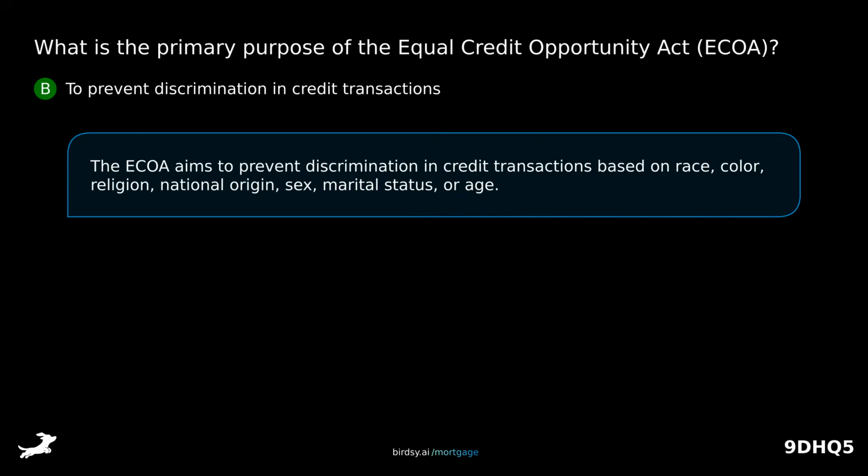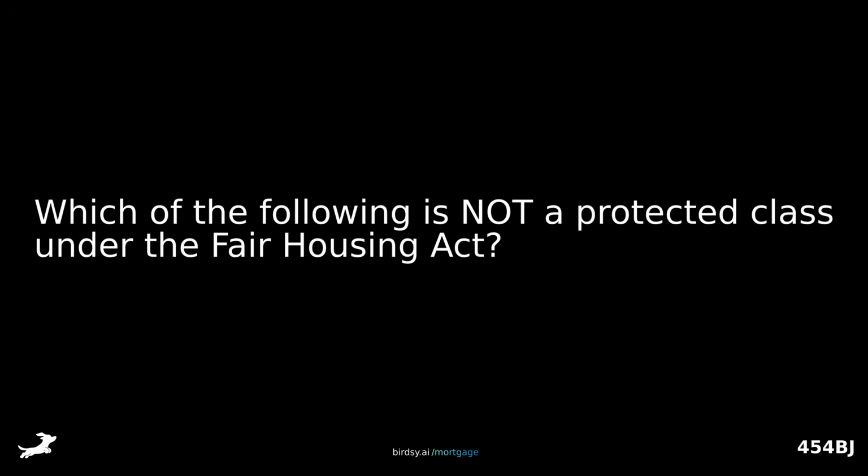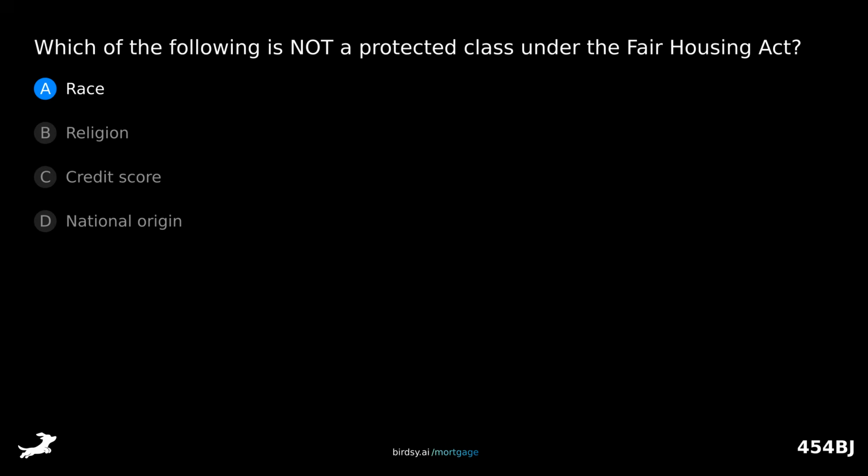The ECOA aims to prevent discrimination in credit transactions based on race, color, religion, national origin, sex, marital status, or age? Which of the following is not a protected class under the Fair Housing Act? Is it A, race, B, religion, C, credit score, or D, national origin? The answer is C, credit score.